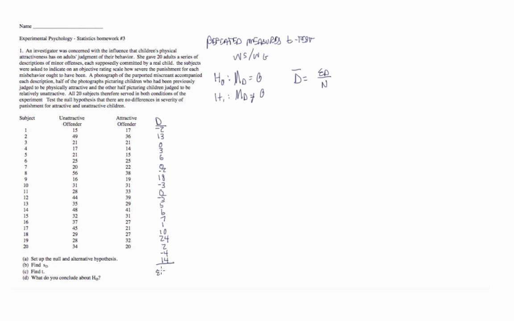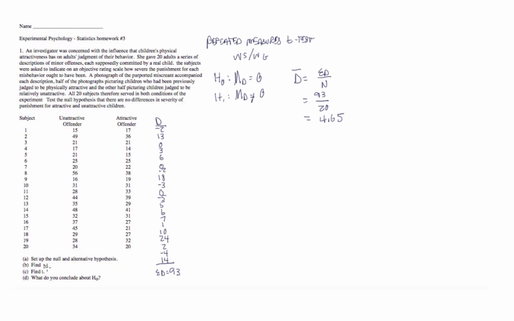So we get the sum of the difference scores, and we have to include the negative numbers there too, so the minus 2's, minus 3, minus 5. We get the sum of the difference scores is equal to 93. So we can plug that into our formula: 93 over 20. And so the mean difference is going to be equal to 4.65.